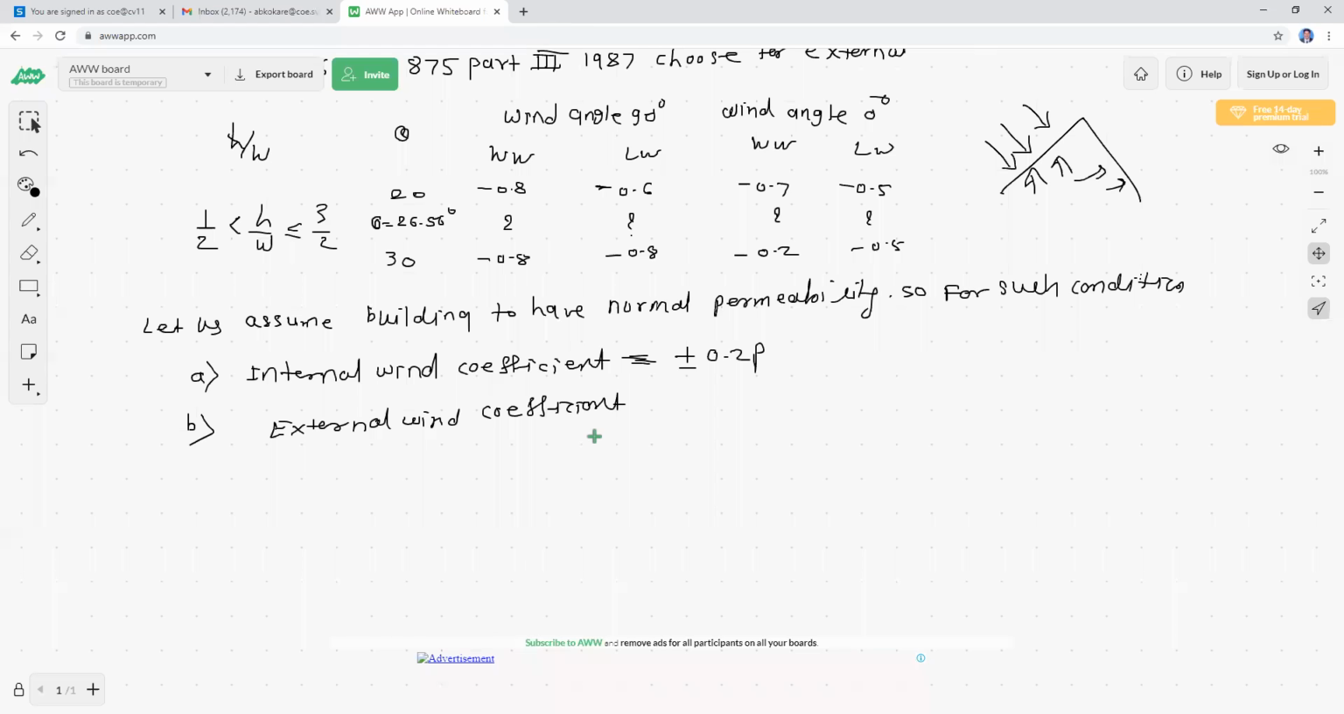I think our time is about to close. So tomorrow morning at 10 our lecture will be there. So we will see the remaining part of this wind load calculation tomorrow morning. But wait, I'm taking attendance now.